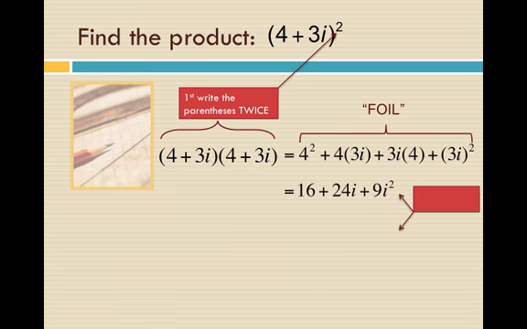After FOILing, I'm going to start trying to clean it up. Note I have a 4 squared, which is 16. This gives me 12i, and this gives me 12i, so I can add them together to get 24i. And then over here I have 3i times 3i, which is 9i squared. As you guys know by now, we don't leave it as i squared. We substitute i squared for negative 1. And then I simply combine the 16 and the negative 9 to get 7. Final answer, 7 plus 24i.